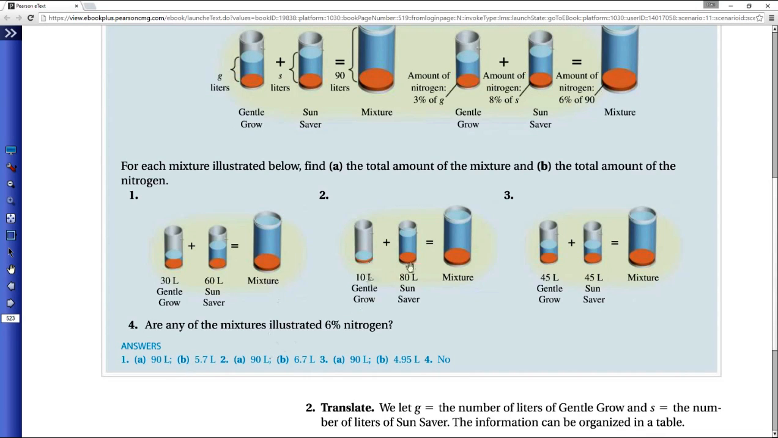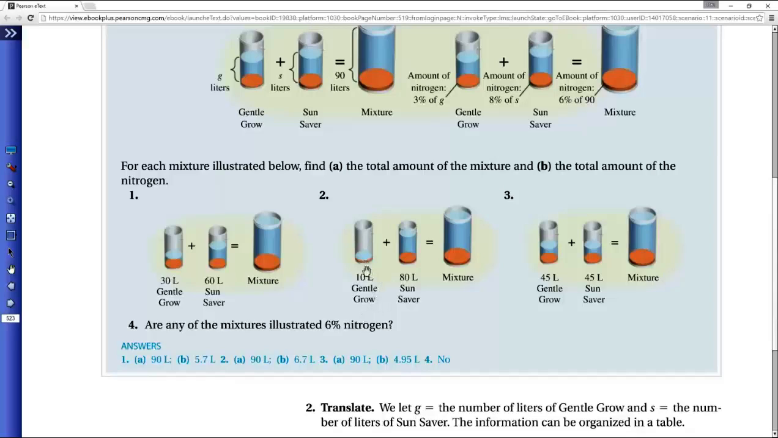This one here I got 10 and 80. So, and I end up with how many liters right here? That'll be 100 liters of this solution, the mixture. Well, okay, so I know the total volume again. These need to add up to that.